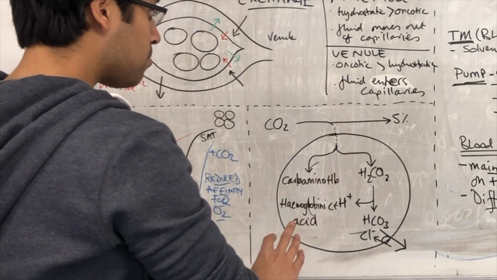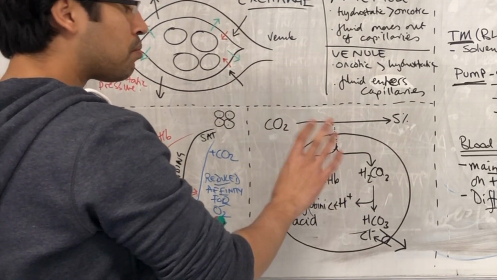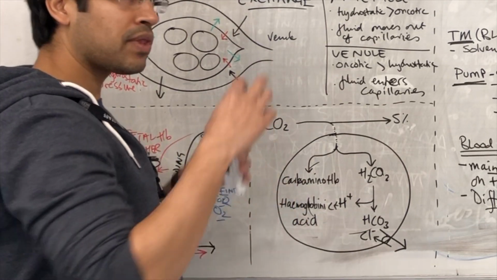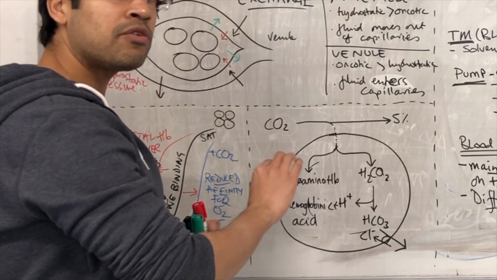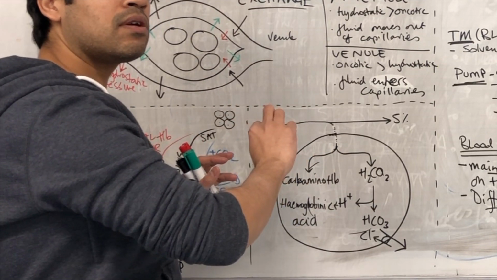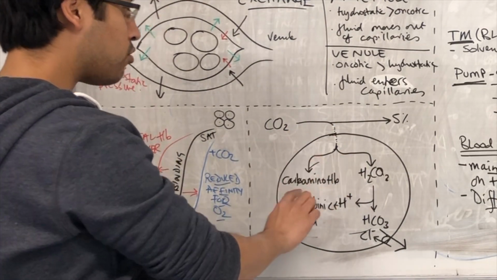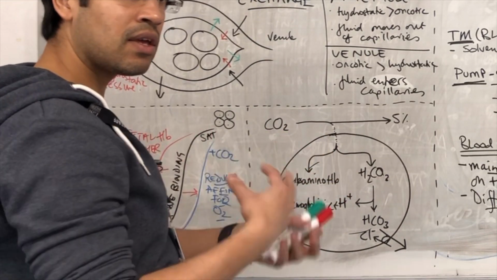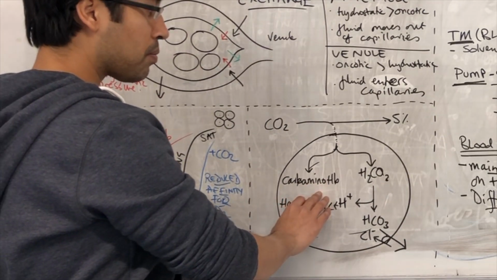In the red blood cell, a good proportion of it, up to about 20%, is going to bind directly to the side chains available in hemoglobin and be carried along in the red blood cell, just bound to the hemoglobin. That form is called carbaminohemoglobin. The carbon dioxide is attaching to the available amino groups in the hemoglobin molecule.